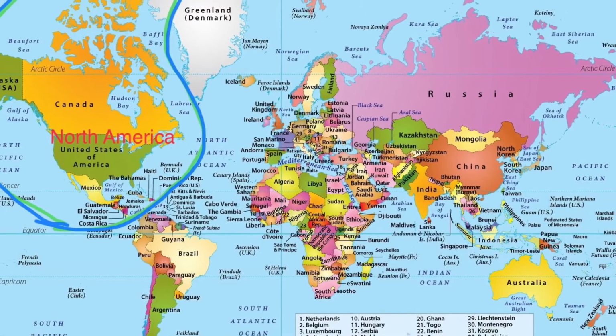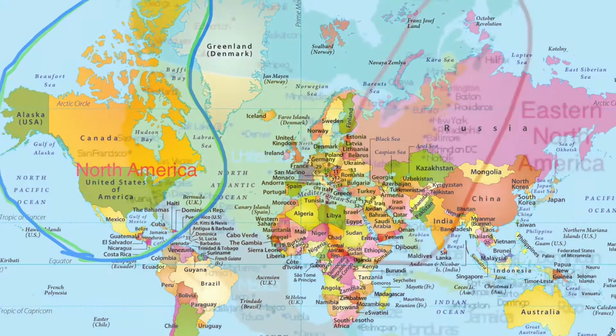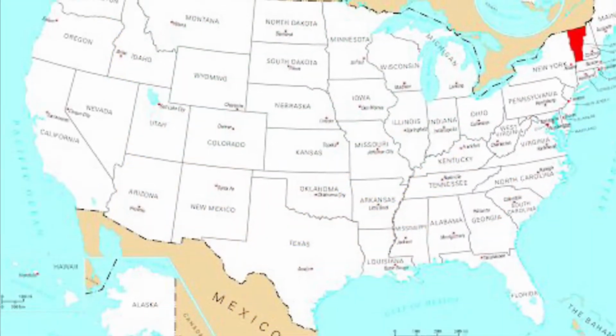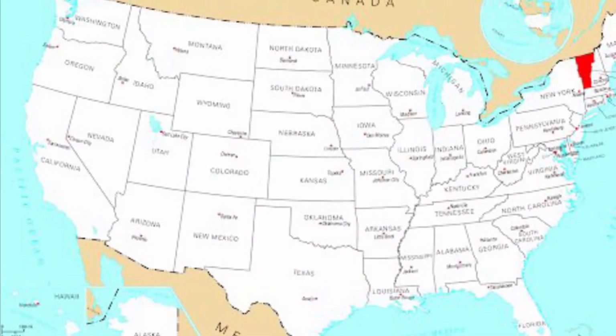So let's talk specifically about sugar maples. Their scientific name is Acer saccharum, and they are native to eastern North America. Well, guess what? Vermont is in eastern North America. That's where we're located geographically on a map. Our state is pictured in red in the map I just showed you.